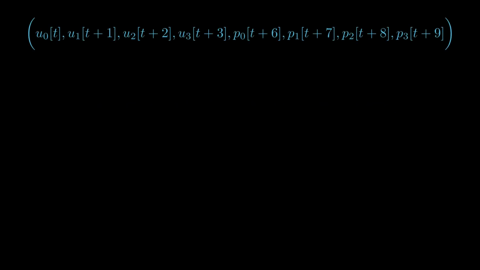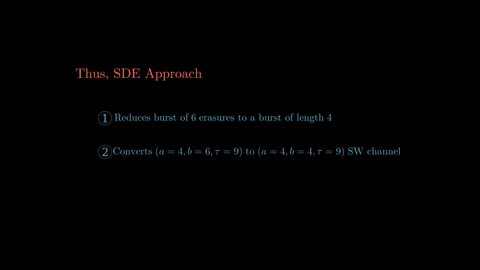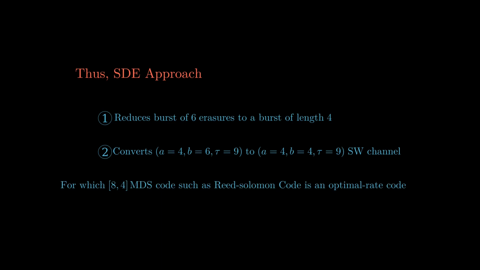Let's look at a staggered diagonal embedding of a code word in the 8,4 MDS code. Each column indicates a packet. Thus, a burst of 6 packets leads to the loss of 4 coded symbols. This SDA approach reduces a burst of 6 erasures to a burst of length 4 and converts A equals 4, B equals 6, tau equals 9 to A equals 4, B equals 4, tau equals 9 sliding window channel for which 8,4 MDS code such as Reed-Solomon code is an optimal rate code.